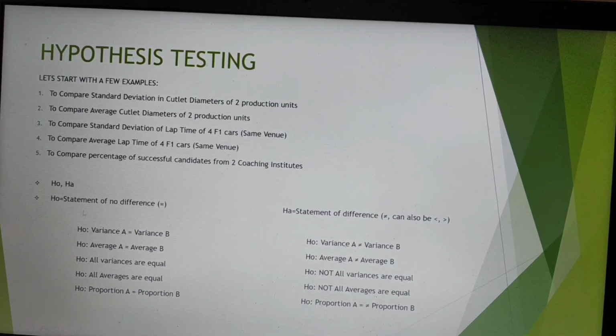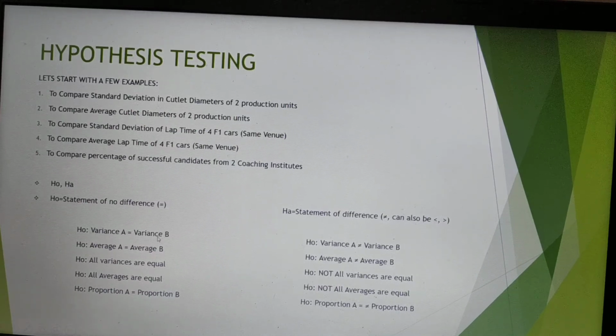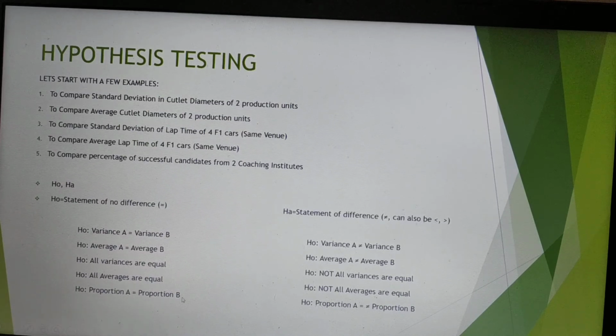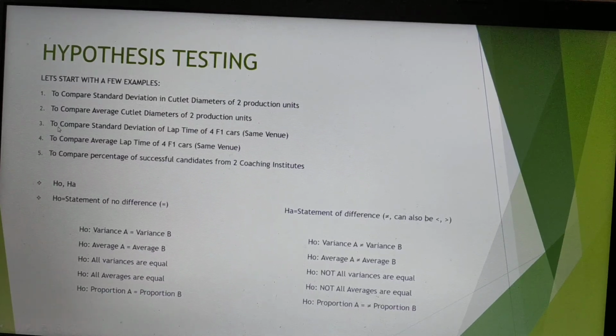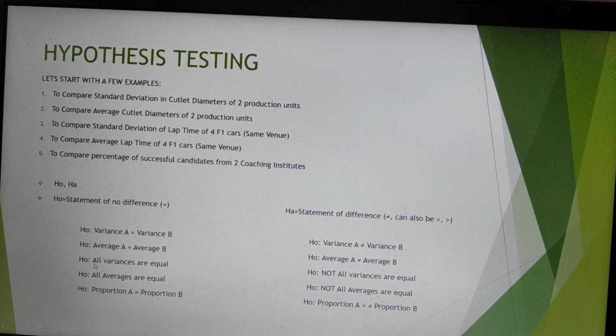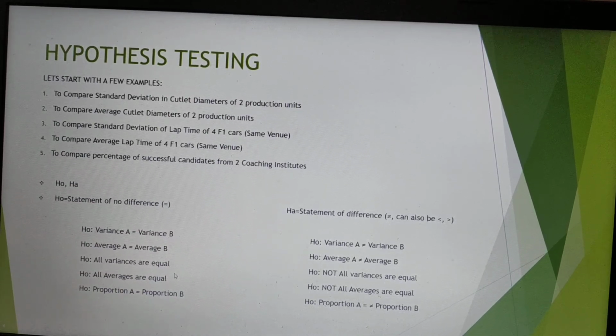For example, for the first scenario, what will be our statement of no difference? It will be variance A is equal to variance B. Similarly, for the second one, average A is equal to average B. For the last one, it will be proportion A is equal to proportion B. For the third and for the fourth one, since the X factors are more than 2, we'll have a null hypothesis statement as all variances are equal, and for the fourth one, all averages are equal.